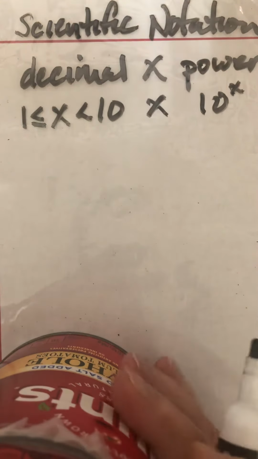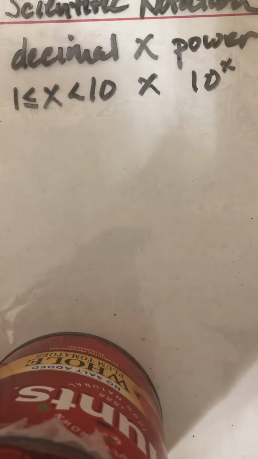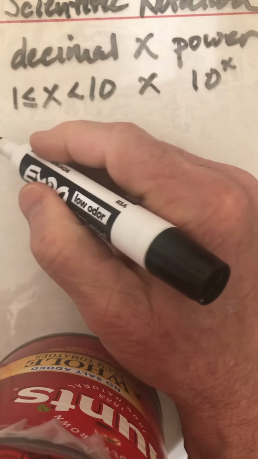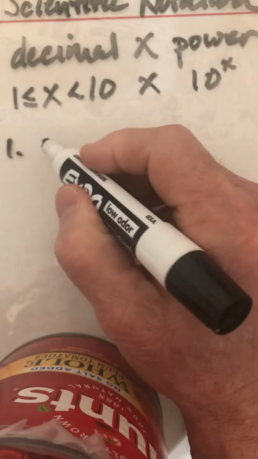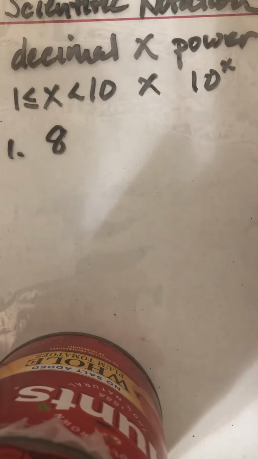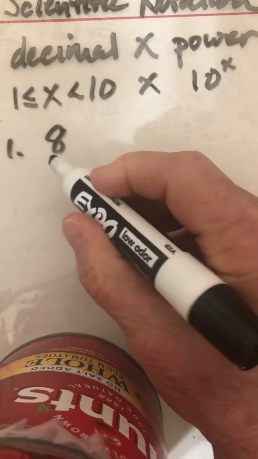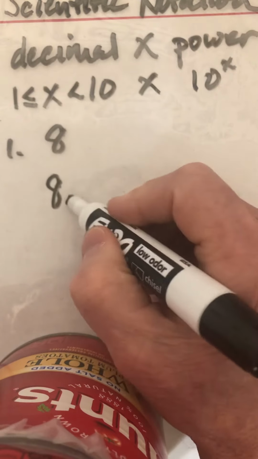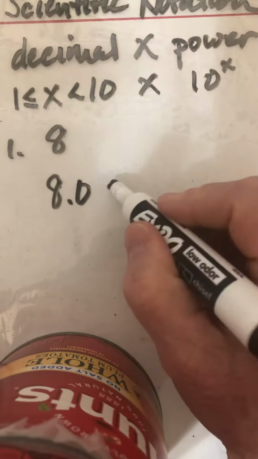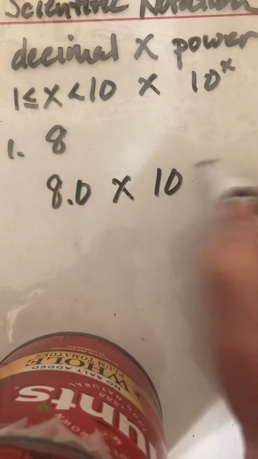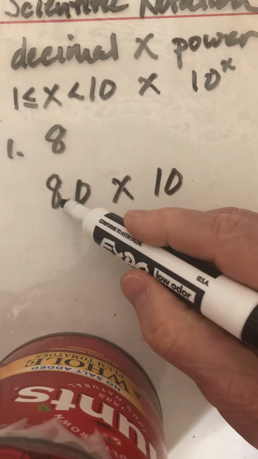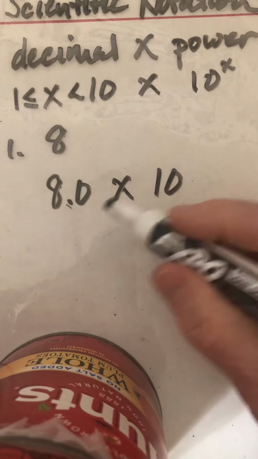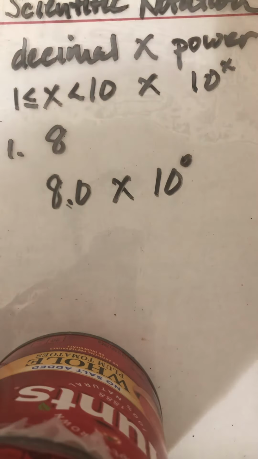So the first thing we're going to do is write numbers in scientific notation. We're going to do number 1, and we're going to write 8 in scientific notation. As a decimal, it has to be between 1 and 10, so it's going to be 8.0. And we want this to stay at 8, so we have to make this power of 10 equal to 1, and that would be 10 to the 0.